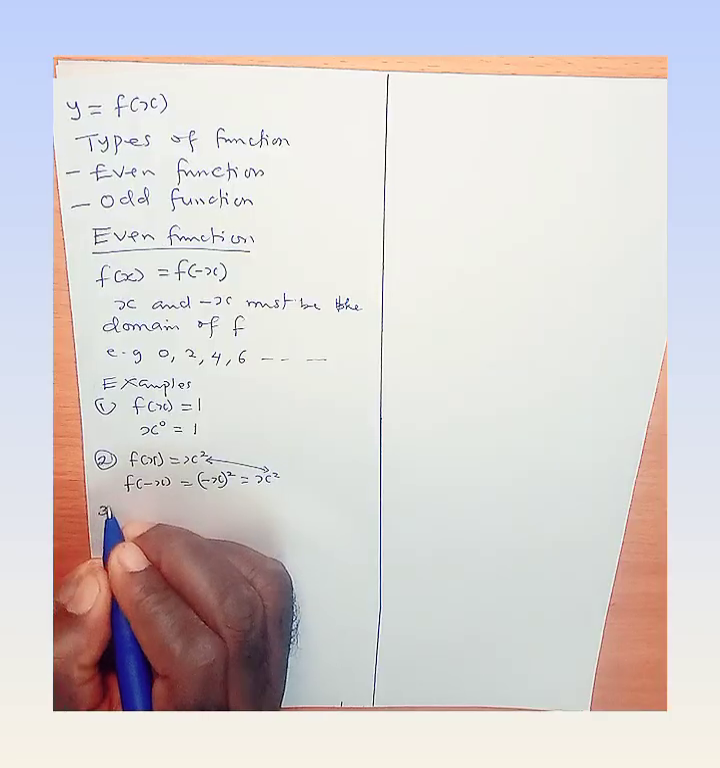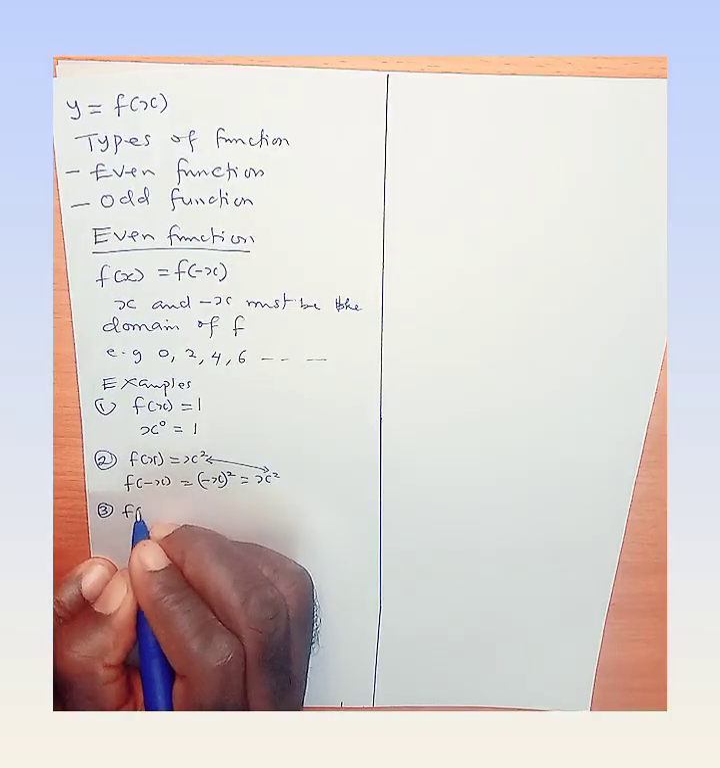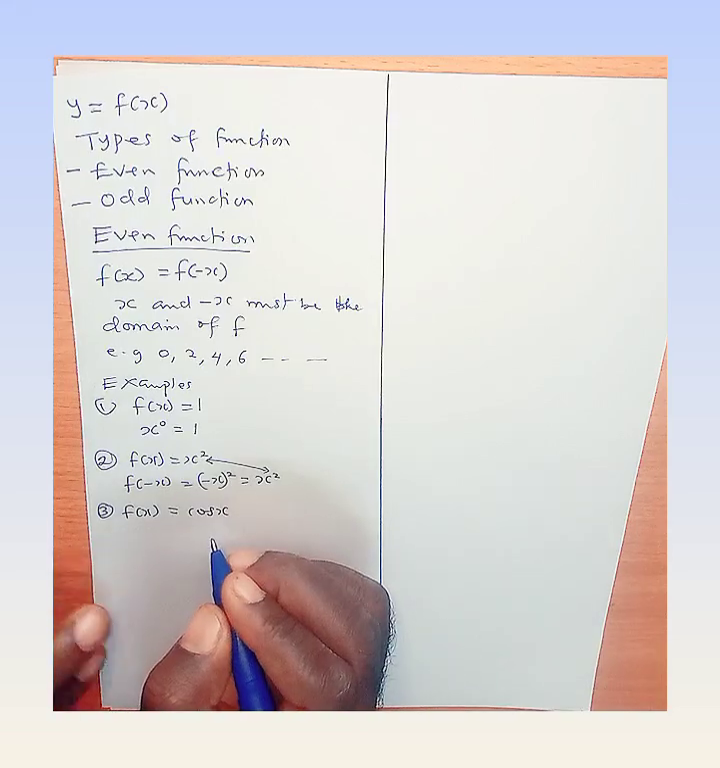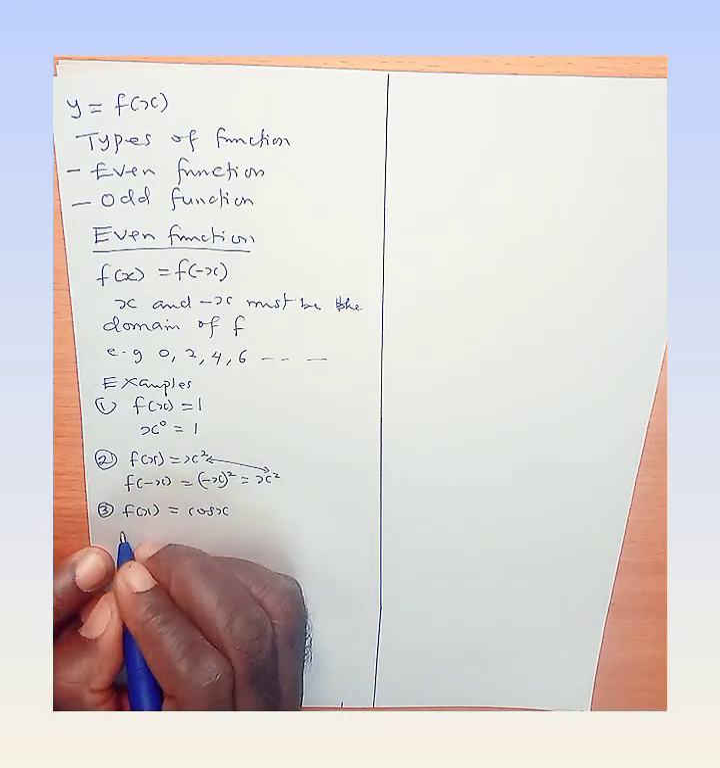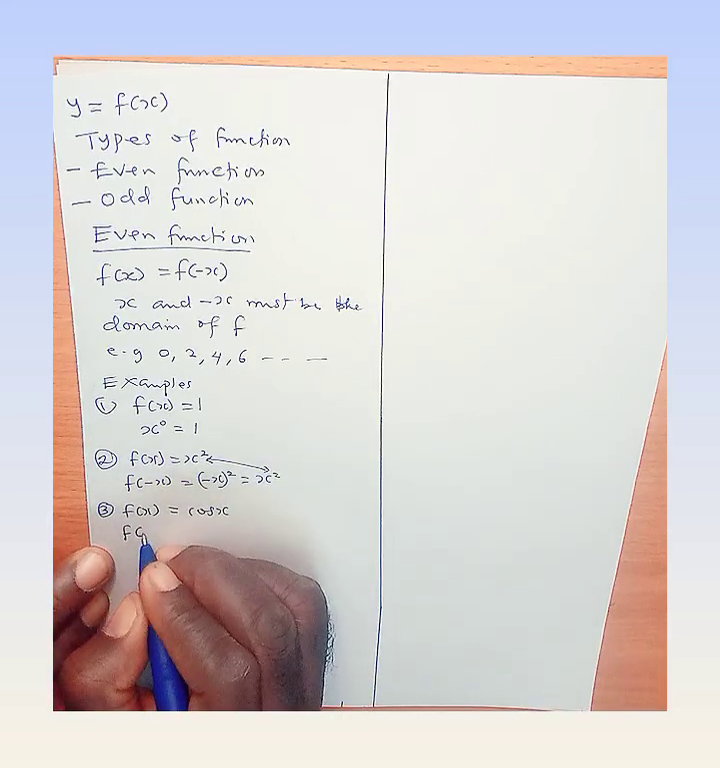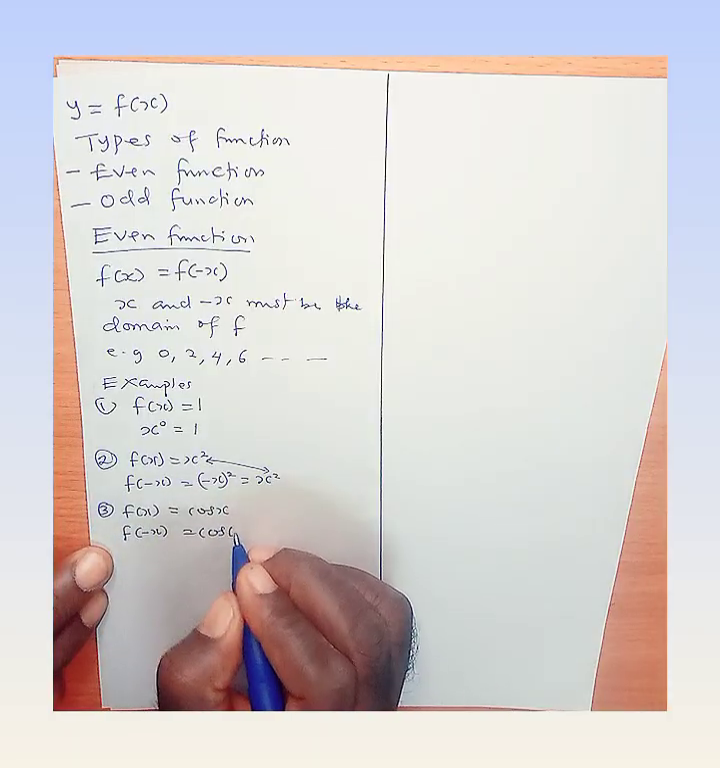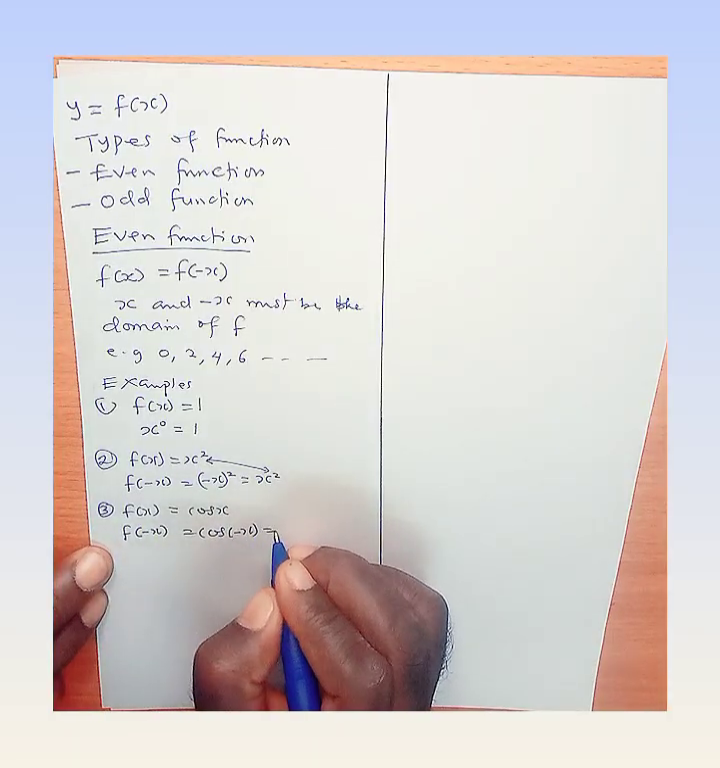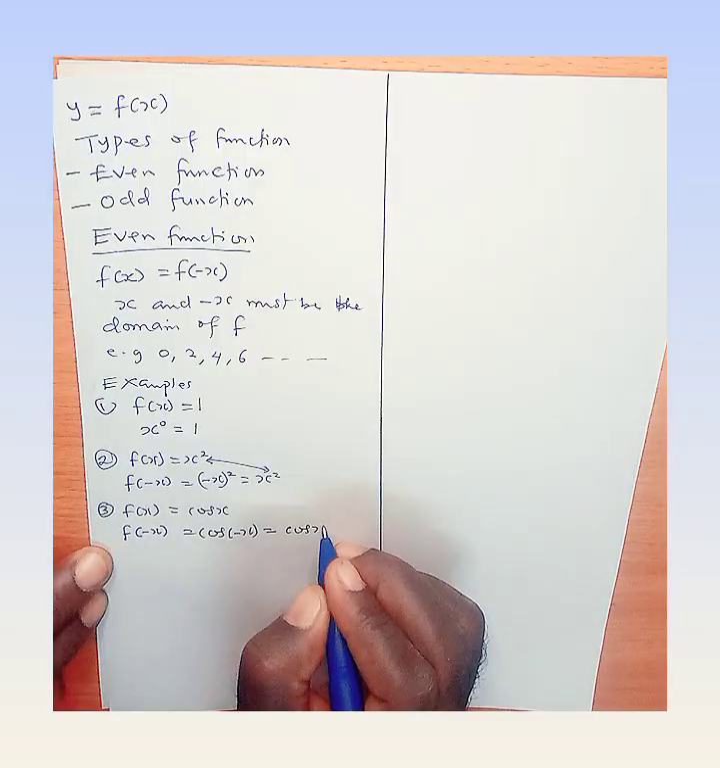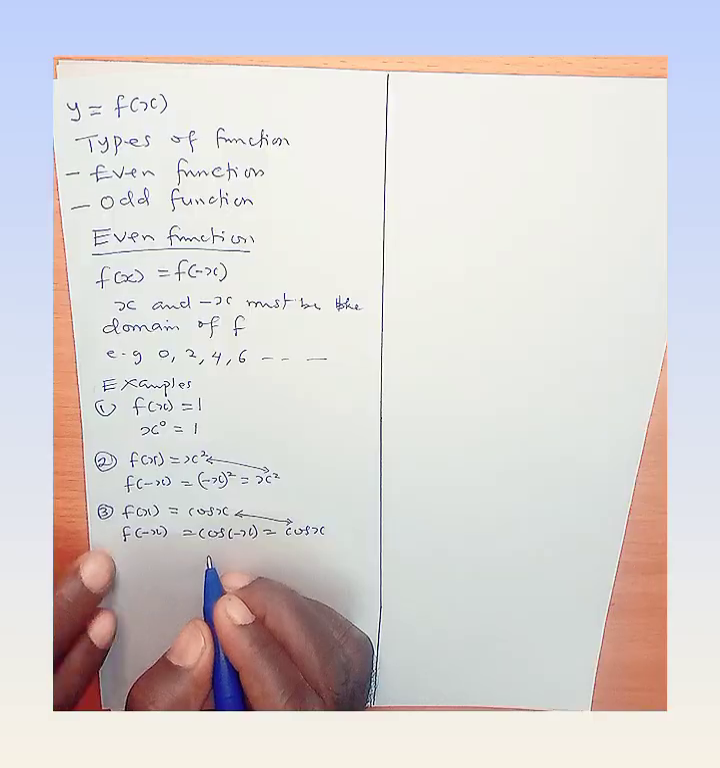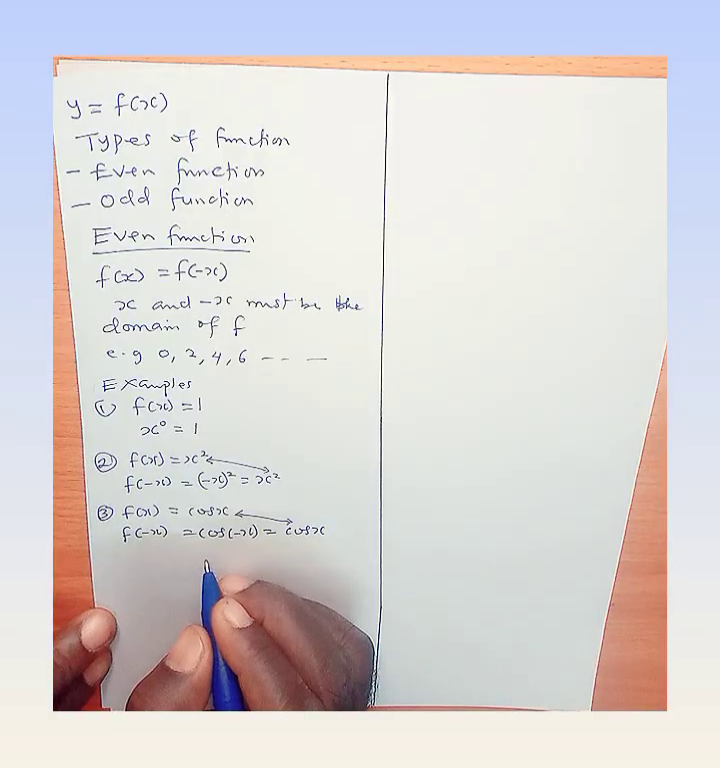Now let's look at the third example here. If you have f of x which is equal to cos x, we also regard it as an even function. Why? Now let us test for its negative value. That is f of minus x, which is equal to cos of, replace this one with minus x, which will be cos x at the same time. Therefore, they are the same. For this reason, cos x is an even function.